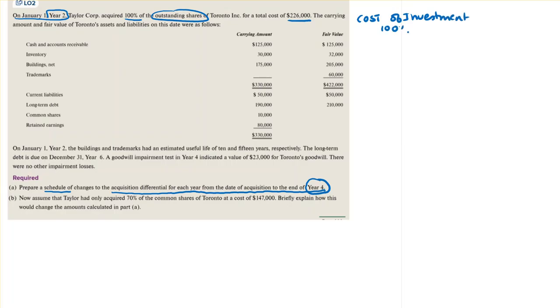If you bought less than 100%, then we need to worry about it, because then you're going to have a non-controlling interest. In this case, we bought 100% of it. How much did we pay? We paid 226,000. Then what we needed to do is, we bought the company, and we know, of course, asset equals liability plus equity. That's the equation in accounting that we learned. So we took over 100% of the outstanding shares.